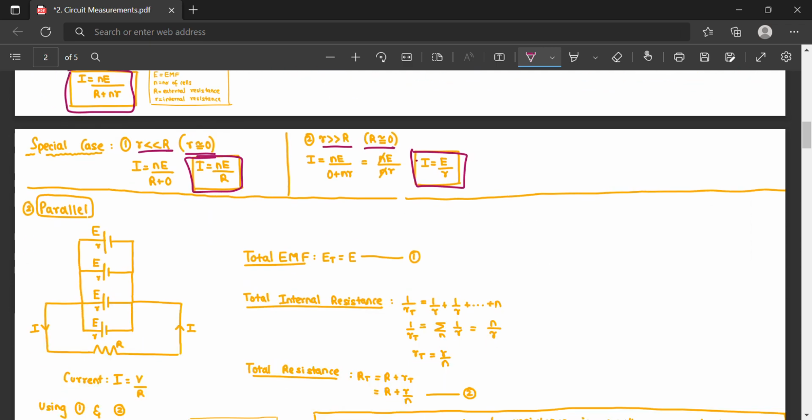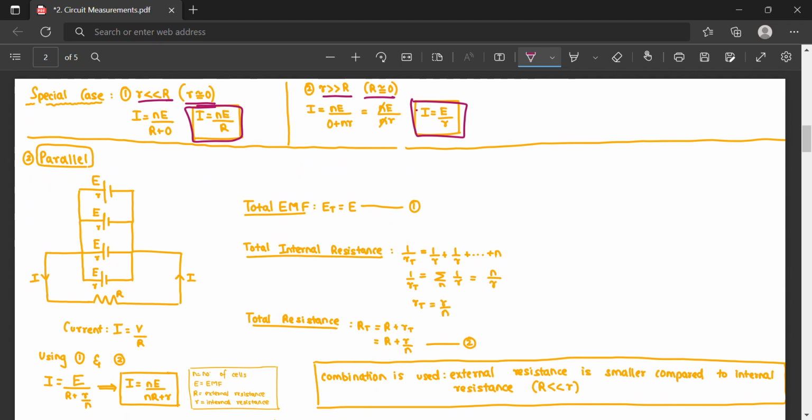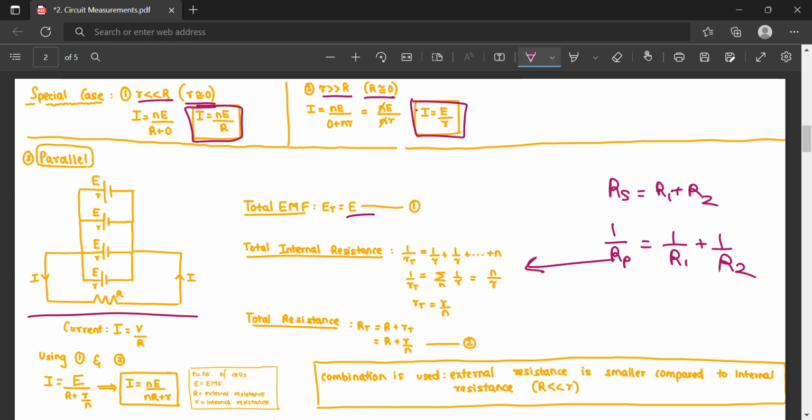Let's take a second case of it being connected in parallel with this setup. Total EMF would now only be equal to E. Total resistance: now we all know when resistance is connected in series, it is R plus R. But when the same resistance is connected in parallel, it is in this form. So our total internal resistance would be in somewhat this form, which will give us N upon r. And to find it, we have to invert its value.